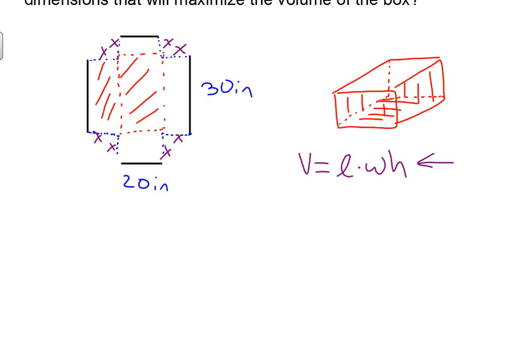Now, the only problem is I've got three different variables here. I've got an L, a W, and an H. That's no good. I have to rewrite this in terms of just one variable. Well, that's where my diagram is going to help me do this.